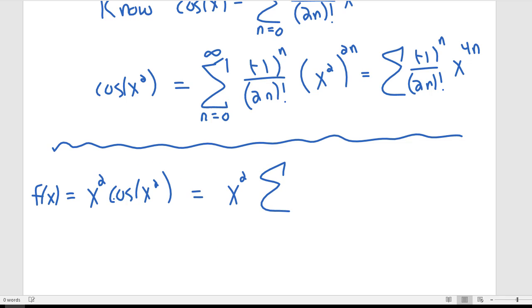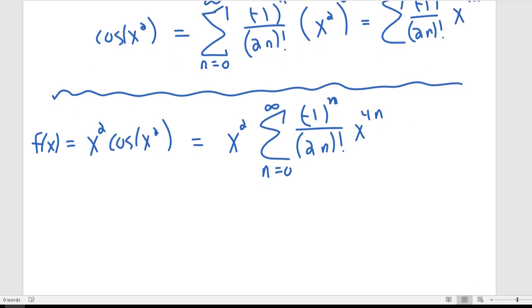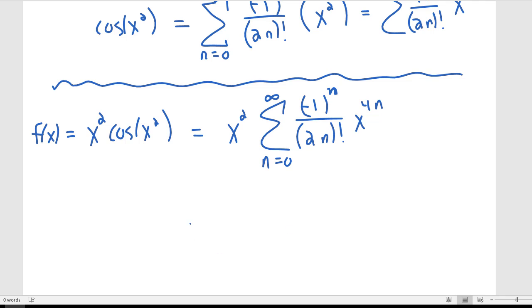So we're taking the series that we have for cosine, which is this guy here, -1 to the n over 2n factorial, x to the 4n. We're just taking that power series and multiplying by x squared. So when I multiply, what do I do with that x squared? Well, I'm just really distributing. What does this sigma notation represent? It represents a bunch of plus signs.